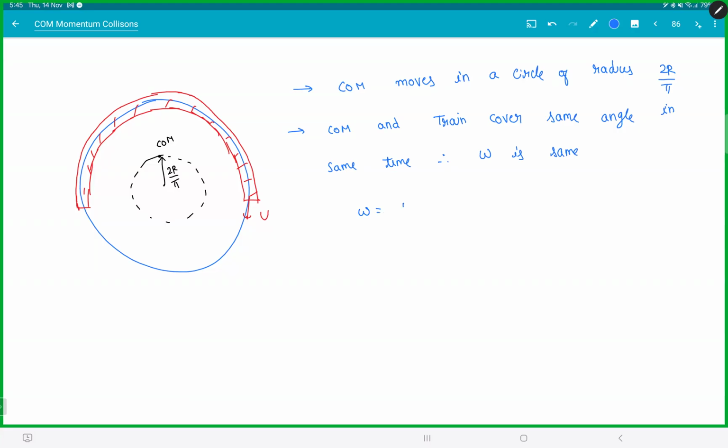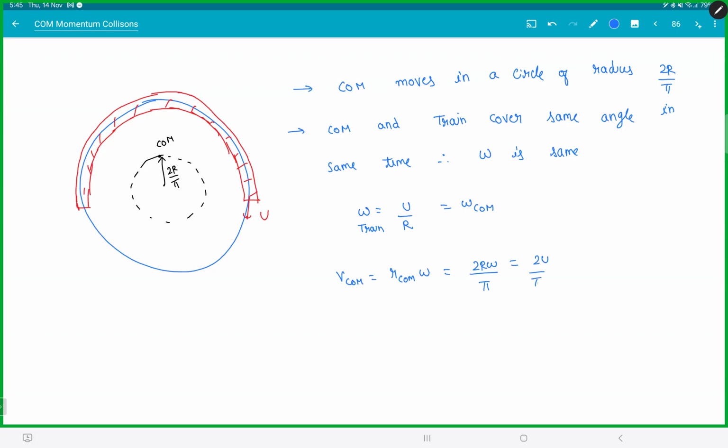So omega will be u by r for the train. This is also the same for the center of mass. Therefore, velocity of center of mass will be r of center of mass into omega, which is 2r omega by pi.